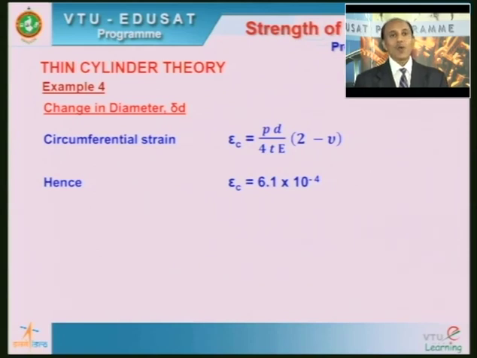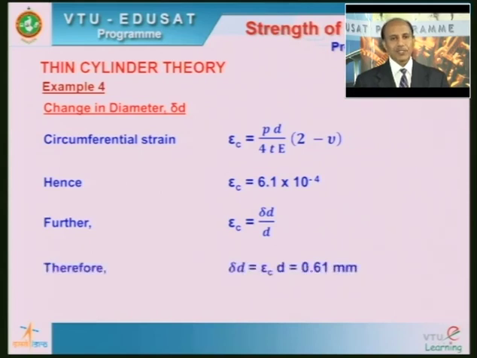Further, we equate the circumferential strain to the diametral strain, which is delta D by D. What we want is delta D, so we rearrange this expression. Delta D is epsilon C times D, the circumferential strain times the diameter. Substituting the numbers, you get the change in diameter as 0.61 millimeters. I hope you understood; this is simple. First calculate the circumferential strain, then equate it to the diametral strain delta D by D, rearrange, and you get delta D as epsilon C into D.